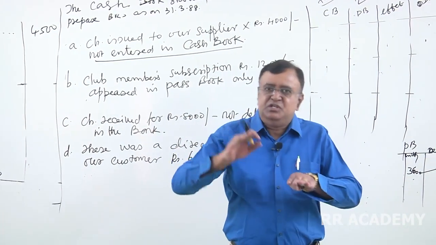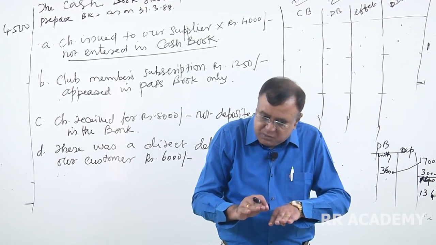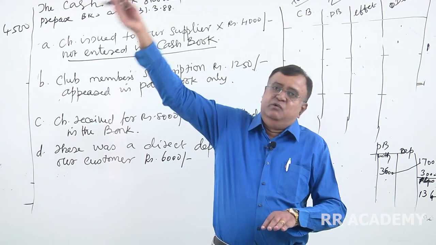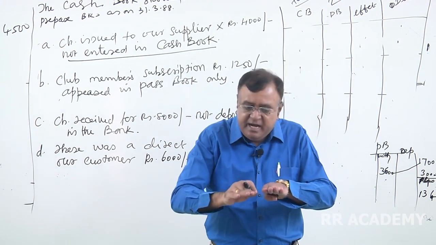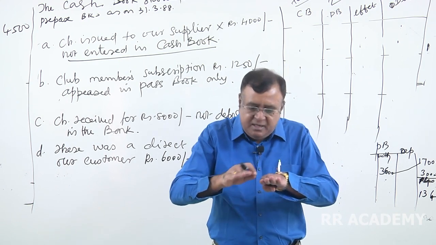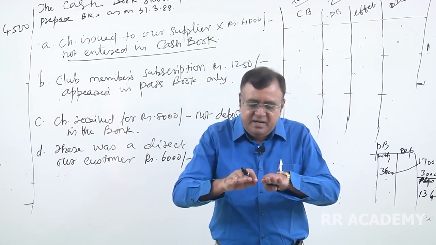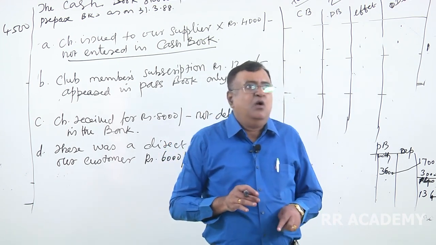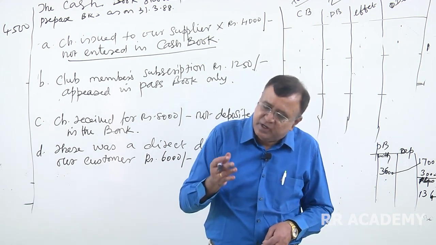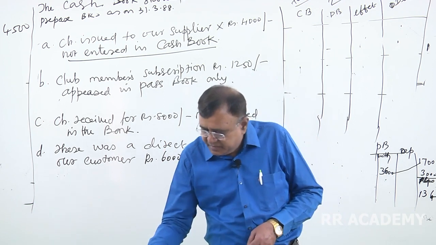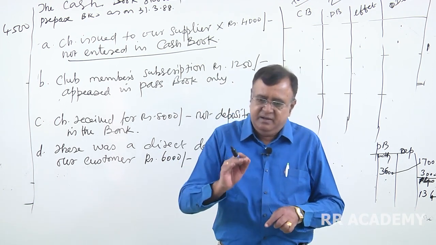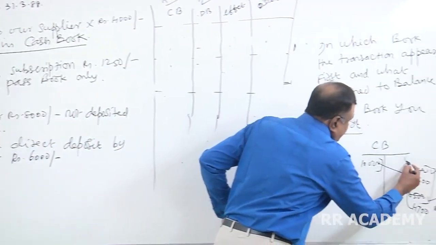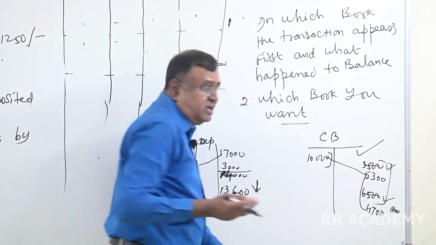Normally, when a check is issued, it will be entered in the cash book first, and only then given to the customer. But what happened? Here, it is not entered. Entered means less; not entered, same. Very, very important. Sir, how is it possible? The accountant would have forgotten, or the accountant has kept it in the drawer. He issued a check, entered it on the payment side of the cash book, but not sent.